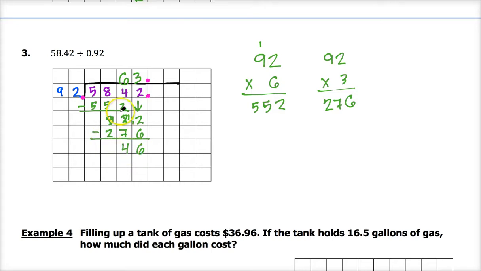We need to keep going, and so because we've hit our decimal point here, that means I need to start adding my zeros. So I add a 0 to the right of this decimal point, I bring it down, and so now I'm taking 92 into 460. Well, I know 90 times 5 is 450, so let's try 92 times 5 and see if I can get close to 460. And in fact, I get exactly 460. So 92 will go in 5 times equally, multiply, subtract, and now I'm done dividing. So my answer is 63.5.